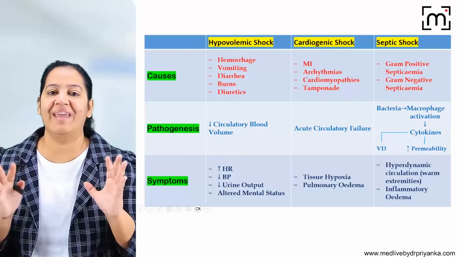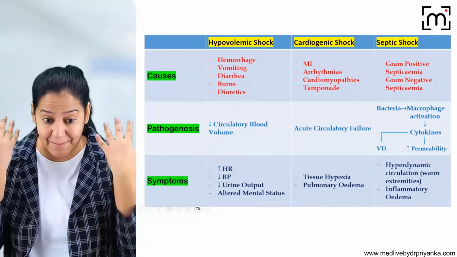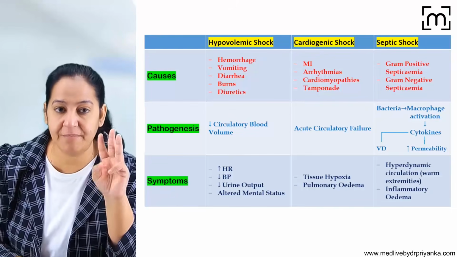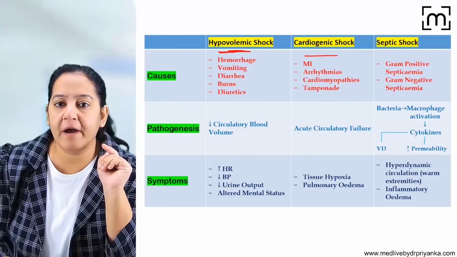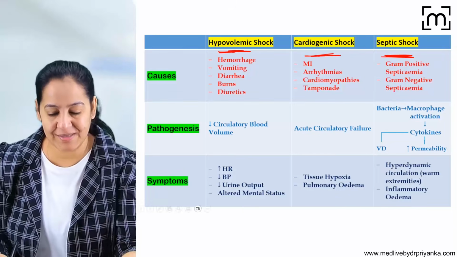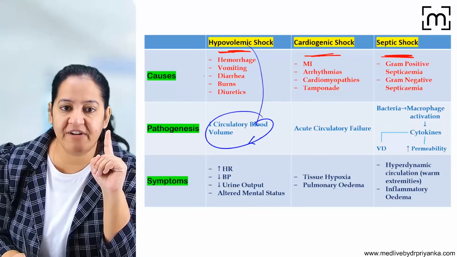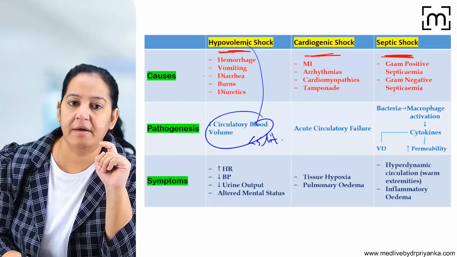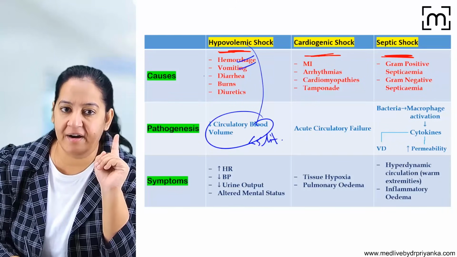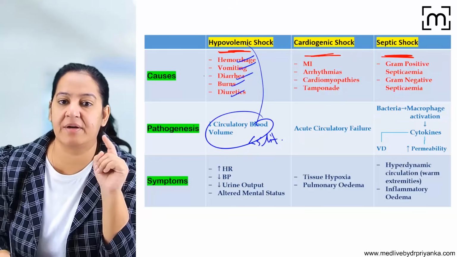So that's it. We are done with the 3 shocks. Let's compare them. What are the 3 types of shock? Hypovolemic shock, cardiogenic shock, septic shock. So what are the causes of hypovolemic shock? Hypovolemic shock is due to less than 5 liters of blood in the human body, maybe due to vomiting, diarrhea, hemorrhage, bleeding, burns, diuretics.